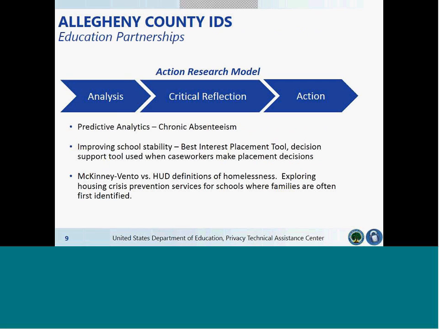Describes the primary purposes and scope of the Allegheny County Integrated Data System. You can see that they have specific goals such as addressing chronic absenteeism and improving school stability through improved placements of students. The integrated data allows Allegheny to look at homeless data to provide homeless prevention services at the school level. They analyze, critically reflect, and then take action based on data.